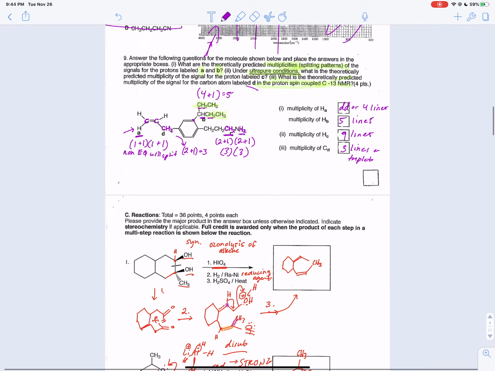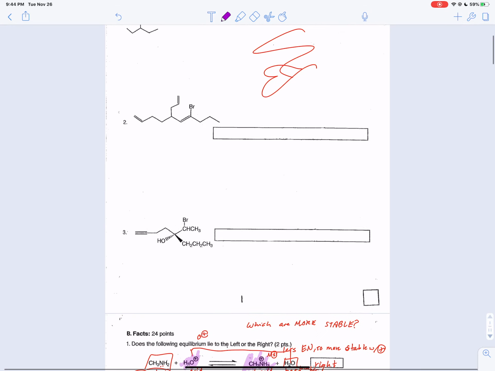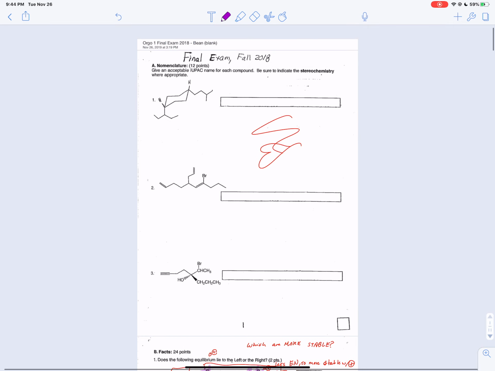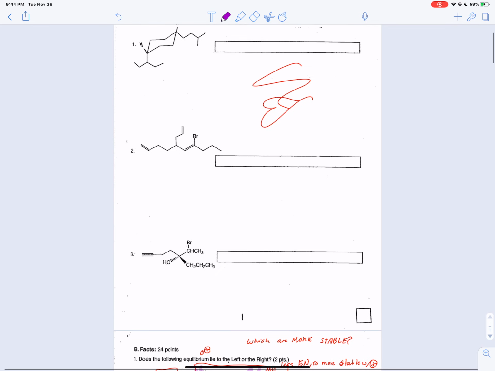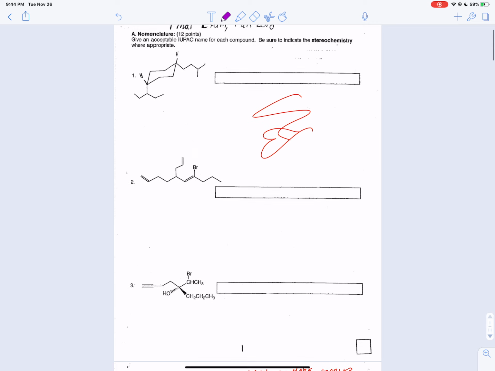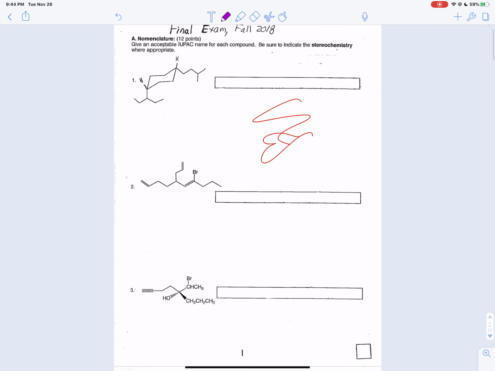Is that the end of facts? Yay. Okay, so we finished with facts, and then we're going to do nomenclature. I know a lot of people don't want help with nomenclature. I'm going to do it anyway. But do you have any questions about facts before we do nomenclature?